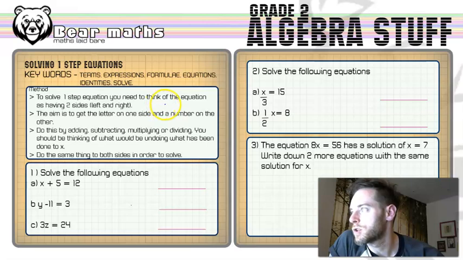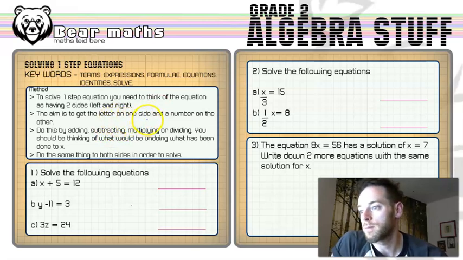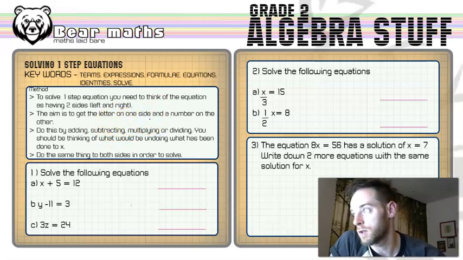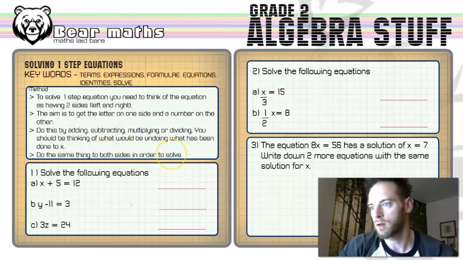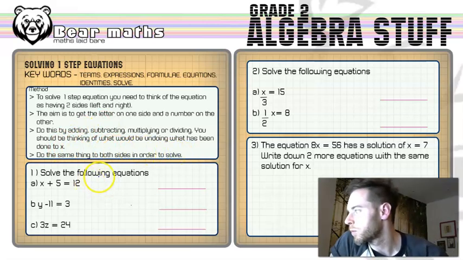To solve a one-step equation, you need to think of the equation as having two sides, a left side and a right side. The aim is to get the letter on one side and a number on the other. You will have then solved it if you've done that. To do this, we add, subtract, multiply, divide, and you should always be thinking of what you need to do to undo what's already been done to x. And let's do the same thing to both sides in order to solve. That's the golden rule. So let's look at question number 1.